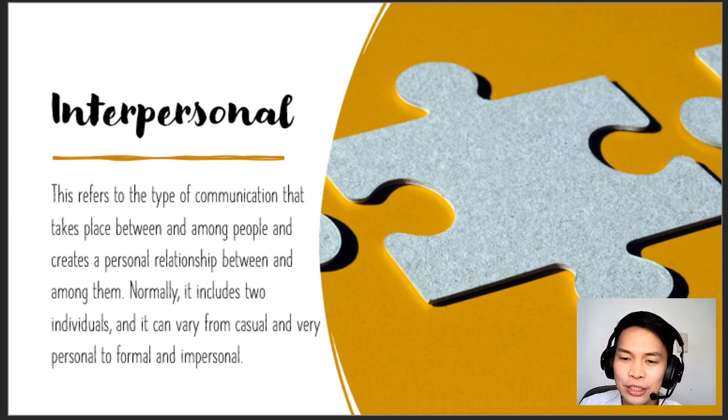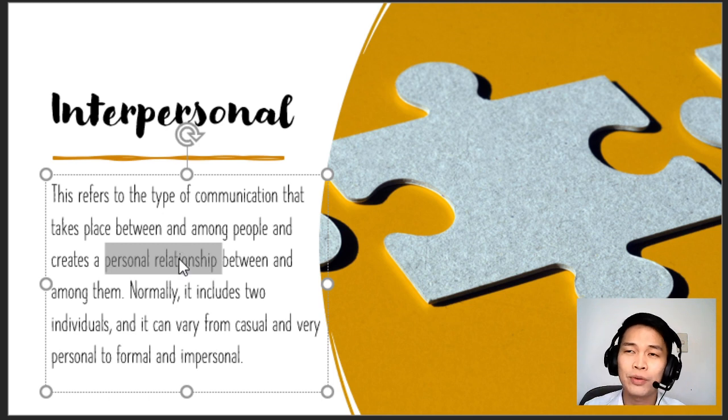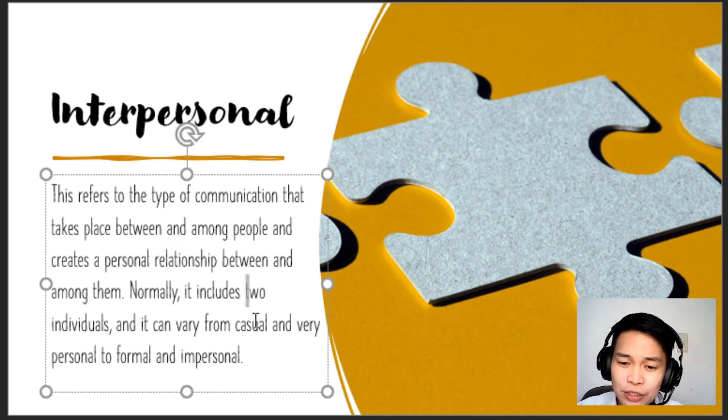Now let's move on to interpersonal communication. When we say interpersonal, of course, you are no longer alone. It takes place between and among people. And usually we do interpersonal communication when we talk with our friends for social interaction, for pleasure. Normally it includes two individuals, and it varies, of course, from casual to very personal to formal and impersonal.